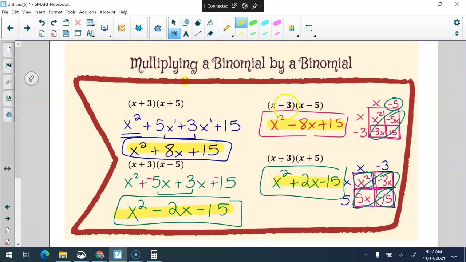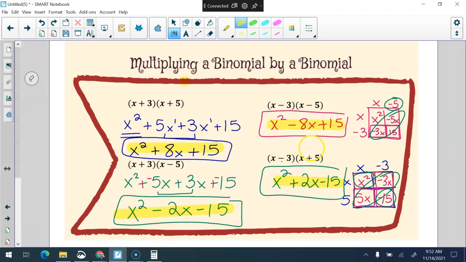Here we have a -3 and a -5 that made a +15. But those -3 and -5 added up to a -8. Here we had a positive and a negative as your binomials. And so when we multiply positive and negative, we get a negative. And notice -5 is bigger than 3, so it added up to a -2.